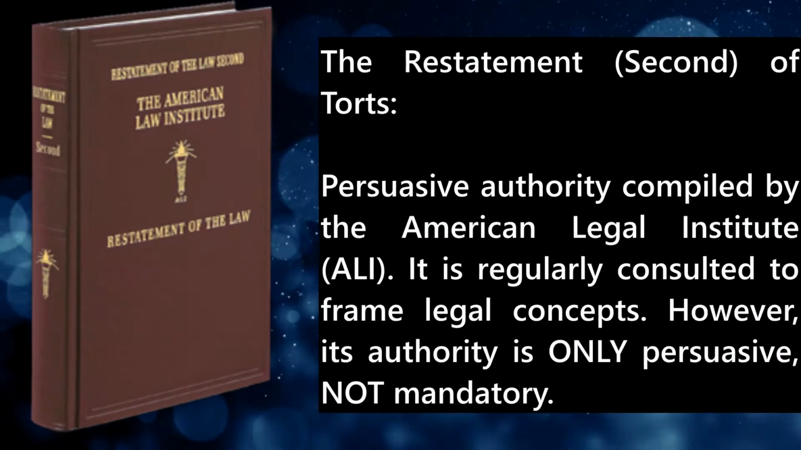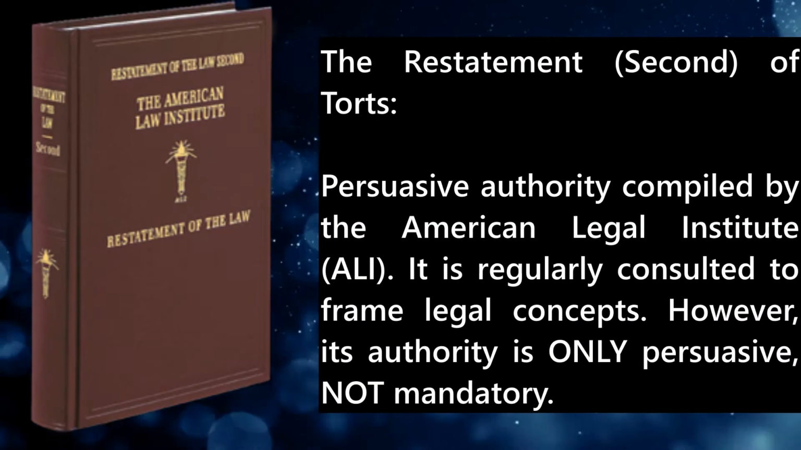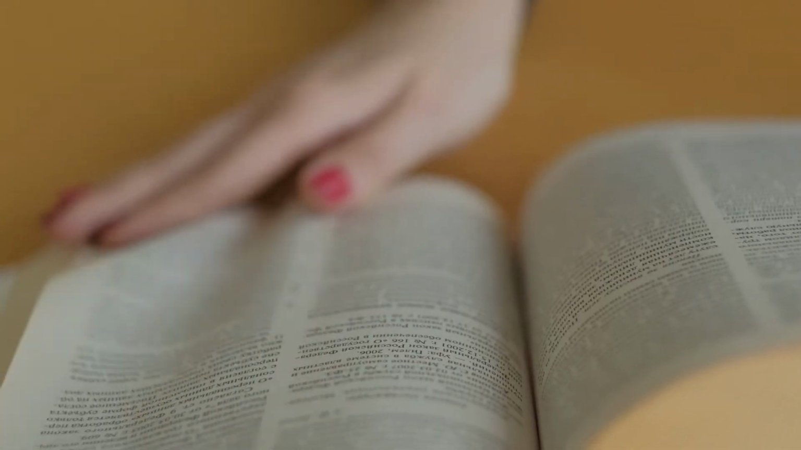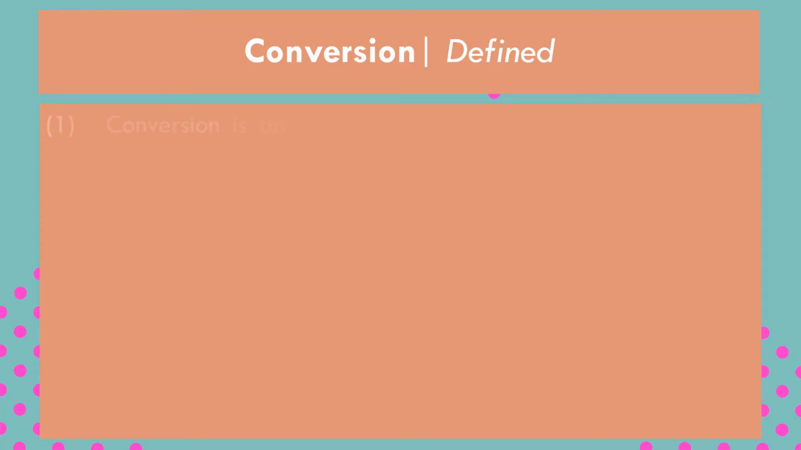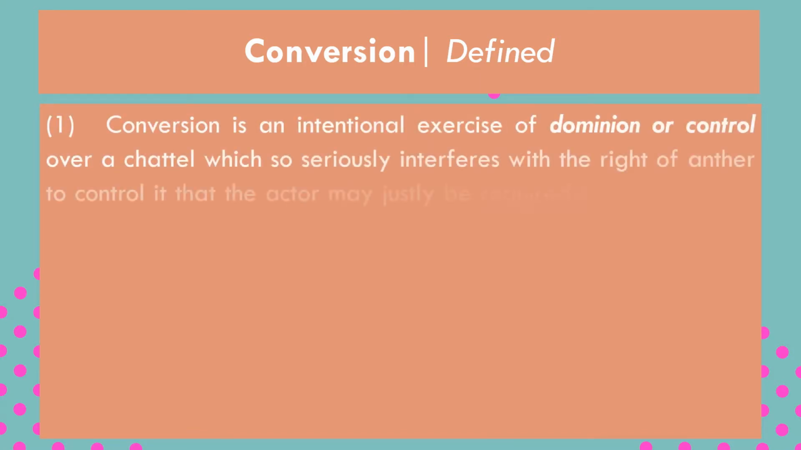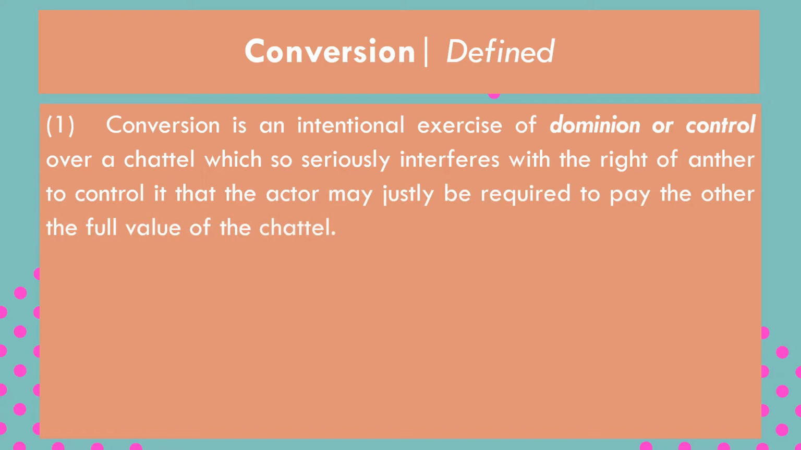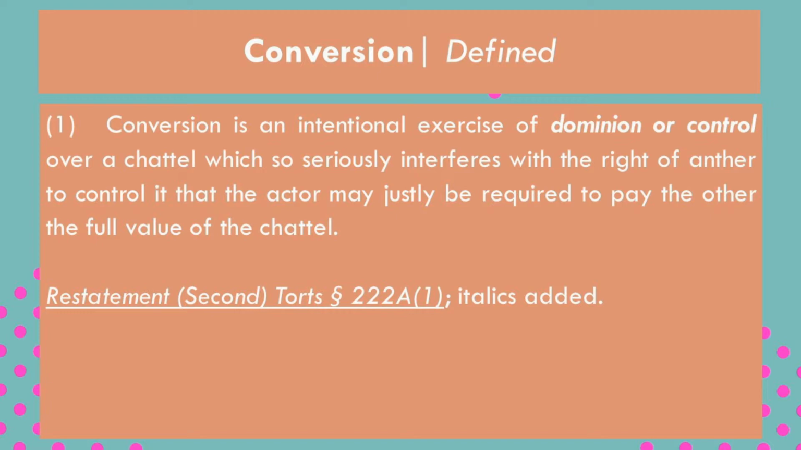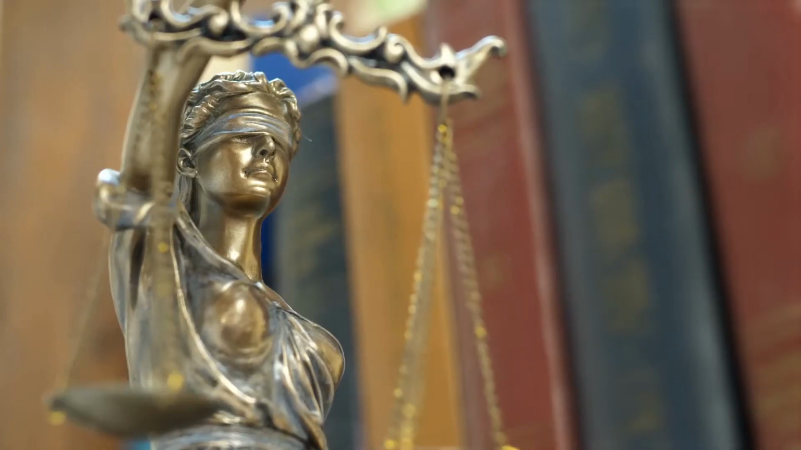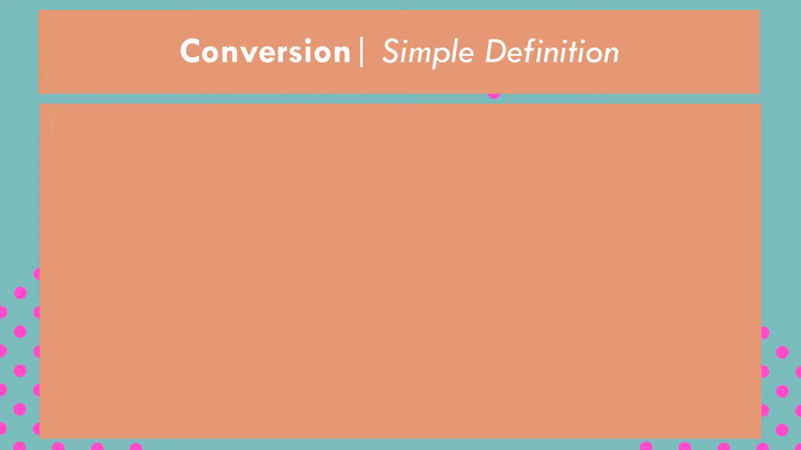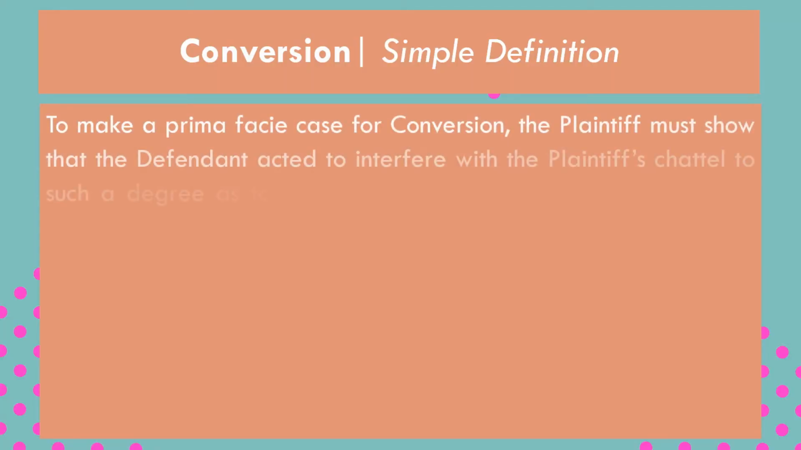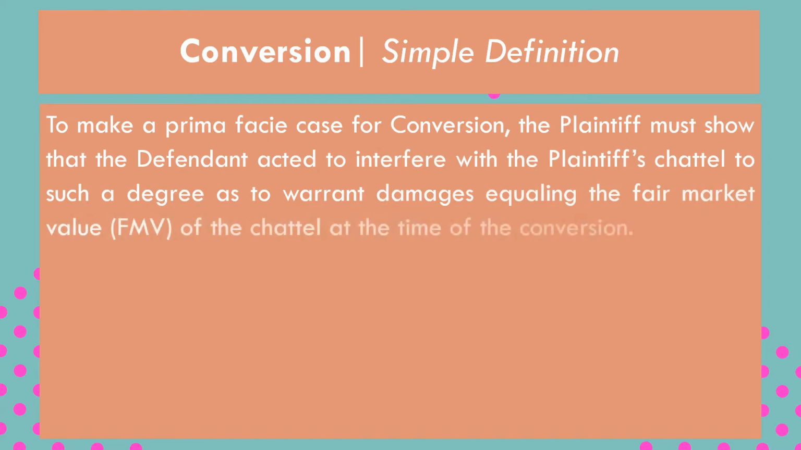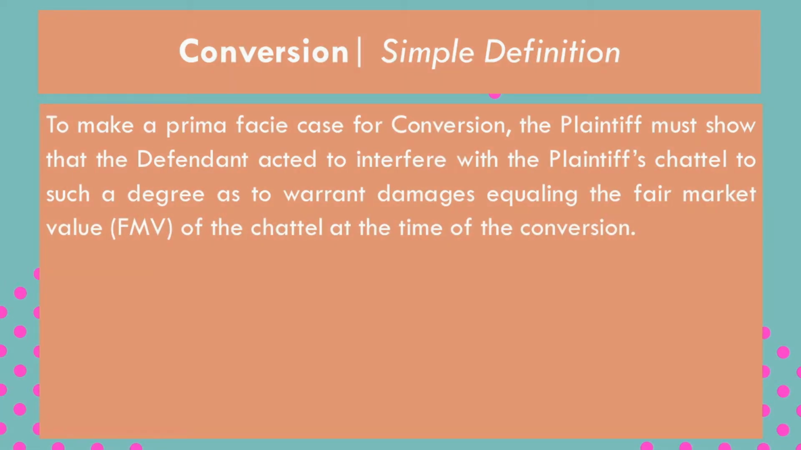The Restatement Second of Torts, Section 222A, subsection 1, states what constitutes conversion. It provides that conversion is an intentional exercise of dominion or control over a chattel, which so seriously interferes with the right of another to control it, that the actor may justly be required to pay the other the full value of the chattel. Stated more simply and concisely, to make a prima facie case for conversion, the plaintiff must show that the defendant acted to interfere with the plaintiff's chattel to such a degree as to warrant damages equaling the fair market value of the chattel at the time of the conversion.